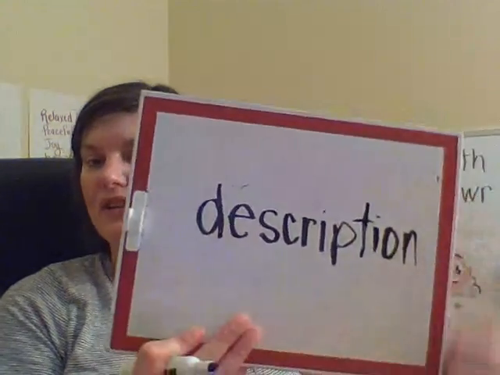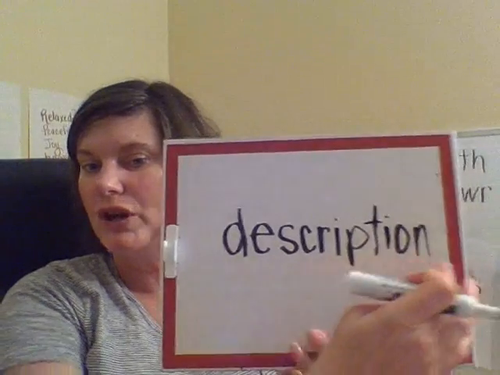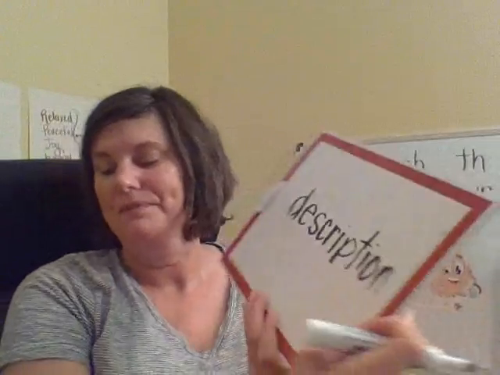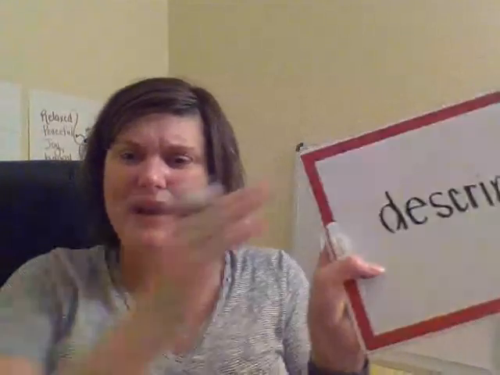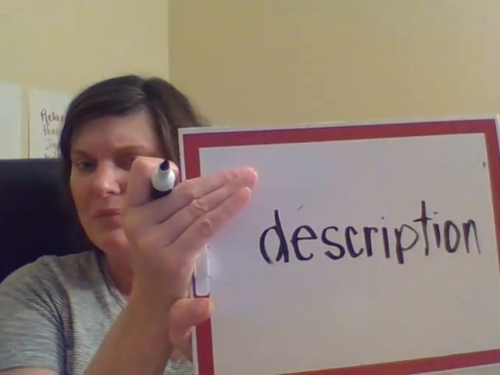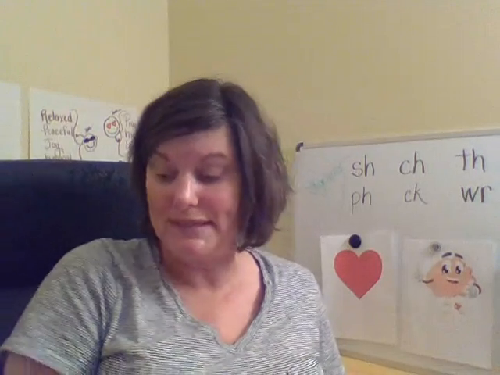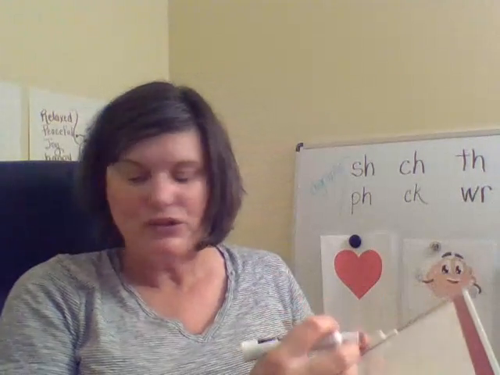Now let's look at the last syllable. Shun. Description. Description. Good. So do you see how when you break a really large word up into the individual syllables, you can unlock really large multi-syllabic words? Let's do another one like that.